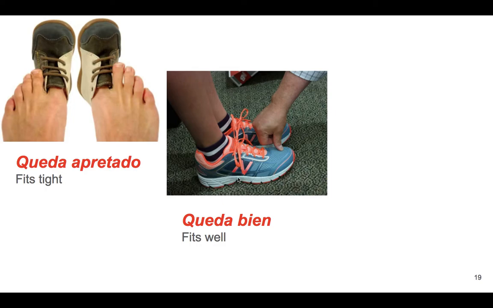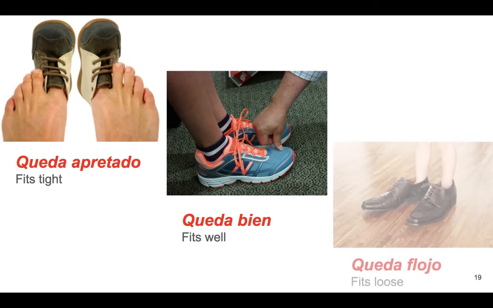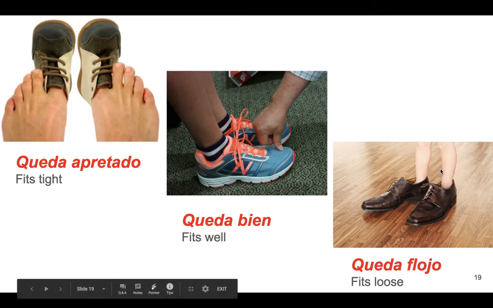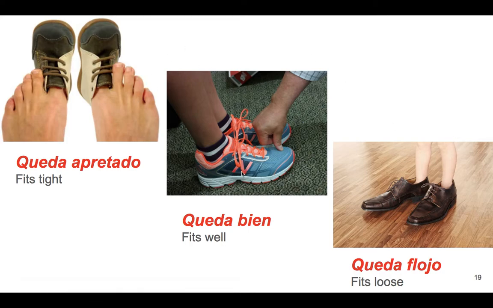Entonces, queda bien, queda apretado, queda flojo. Okay? Entonces, los zapatos quedan flojos o muy grandes, ¿sí? Muy grandes. Quedan apretados, quedan bien y quedan flojos. So again, if you notice, I add an N when it's more than one. So I can say, la falda queda bien, la falda queda mal. But since we have two shoes, quedan apretados, quedan bien, quedan mal o flojos.